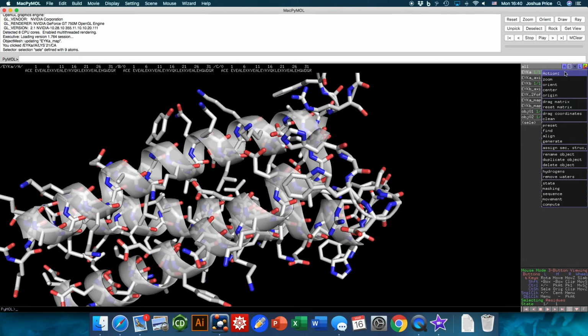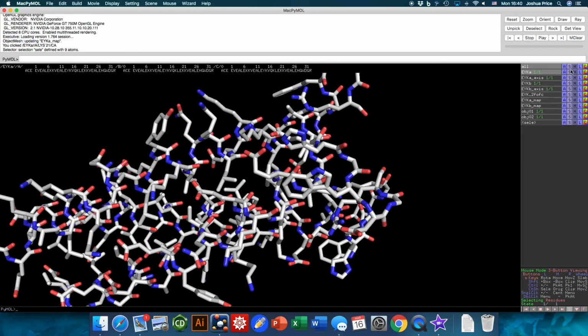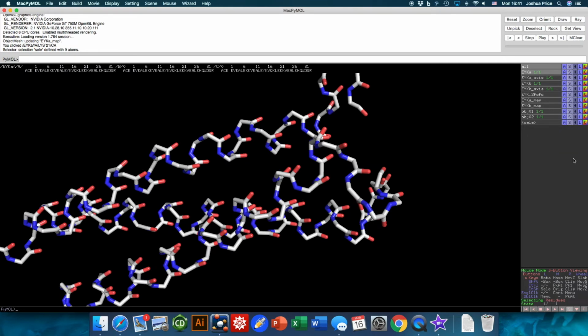I'm going to turn off the ribbon. Let's see, hide cartoon. I'm also going to hide the side chains to simplify things for us. And I'm going to choose 3 amino acids. One of them we're going to color orange. The next we're going to color purple. And then the last we're going to color green.